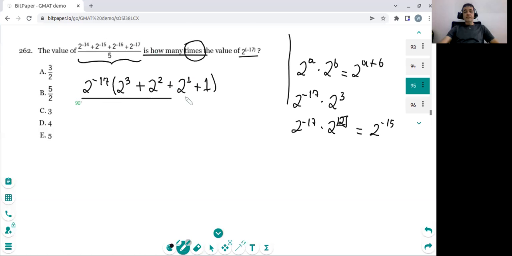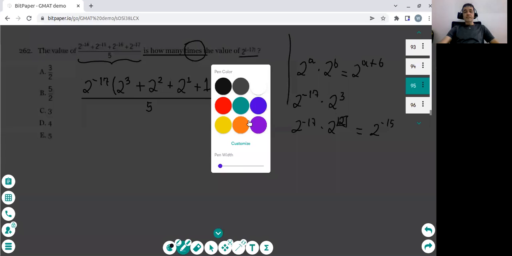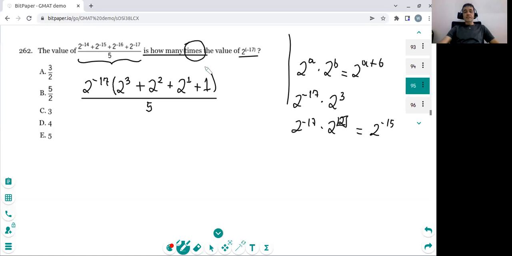And you know that you have a division by 5 at the bottom of all of that. Let's do this calculation and see what we find. So we have here 1. 2 to the power of 1 is 2. 2 squared is 2 times 2, 4. 2 cubed is 2 times 2 times 2, so 8. If you add all of that, 8 plus 2 is 10, 4 plus 1 is 5. So you have 10 plus 5, you have 15.